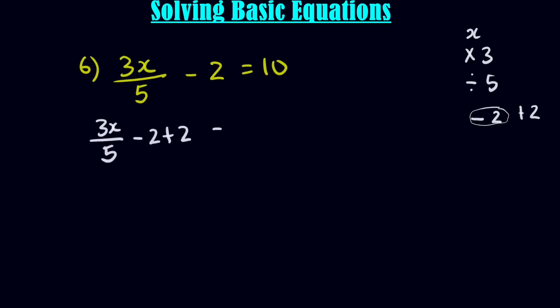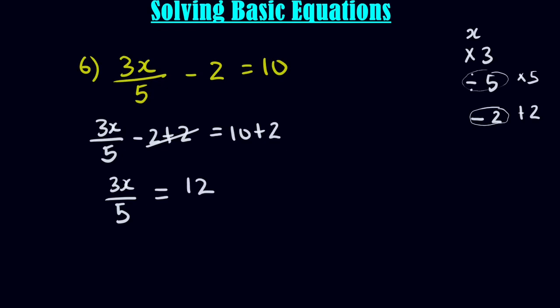So we'll have 3x divided by 5 is equal to 12. Now we need to remove that 5 that is dividing by the x. And to get rid of that, we need to multiply both sides by 5. The 5s will cancel each other, so we're left with 3x. And 12 times 5 is equal to 60.